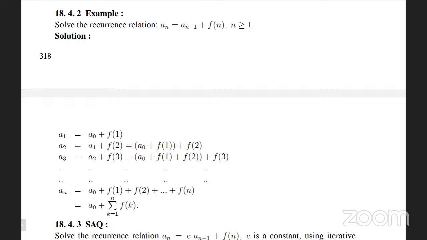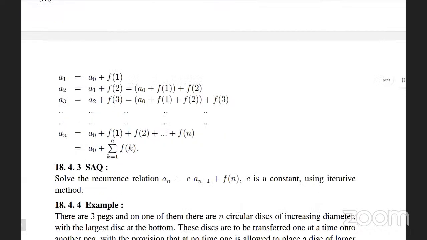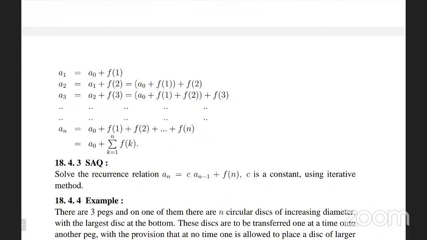Next a3 equal to a2 plus f of 3, from the given equation. So the upper value a2 will be there, that a2 I will substitute here. Then I will get a naught plus f of 1 plus f of 2 plus so on f of n. Up to the last term, an equal to what I can get finally: a naught plus f of 1 plus f of 2 plus so on f of n. So this we can write as a naught plus summation k equal to 1 to n f of k.